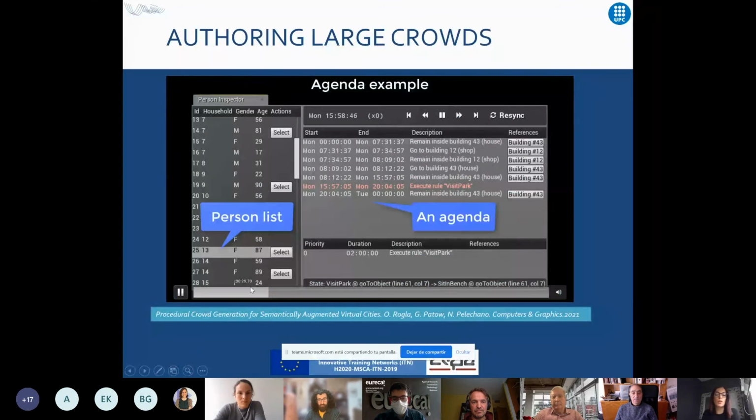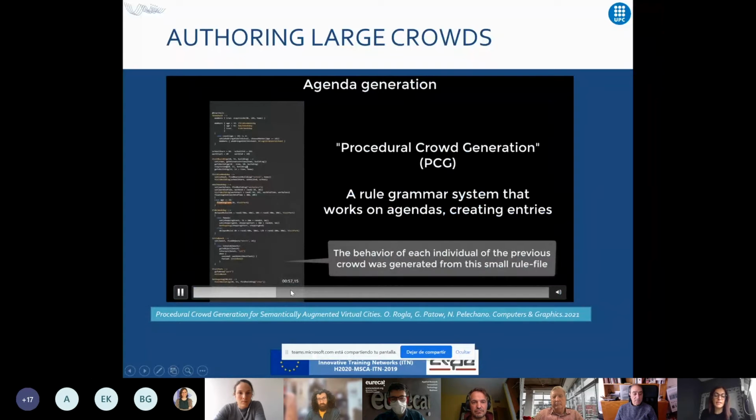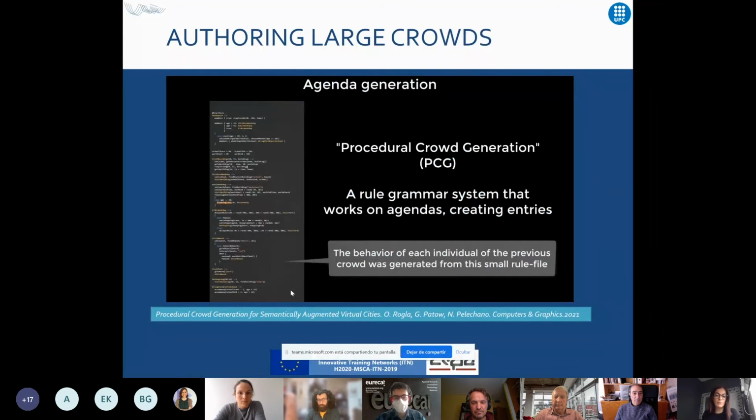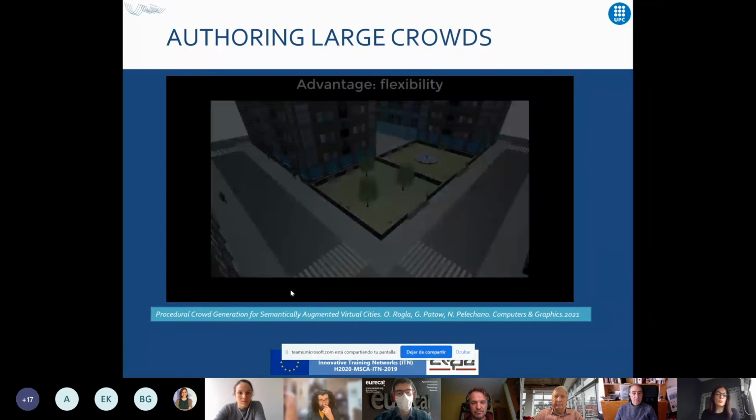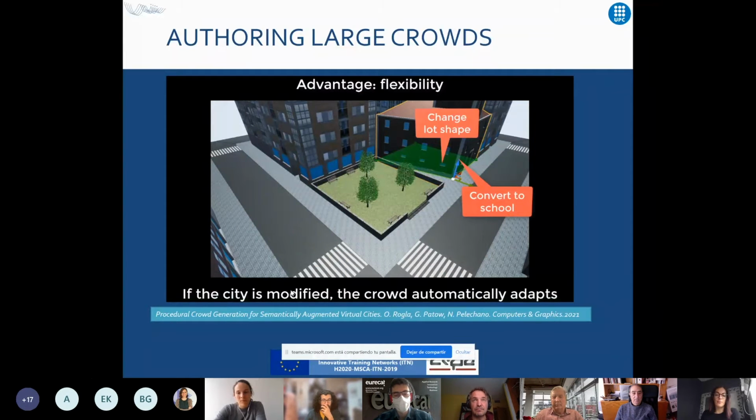So we've done a bit of work, and we're working on this field within a European ITN network that we have at the moment, trying to use procedural models to generate both the environments and the people. But I didn't want to go too much into detail with this topic, because I want to talk more about how we're using virtual avatars within immersive virtual reality.